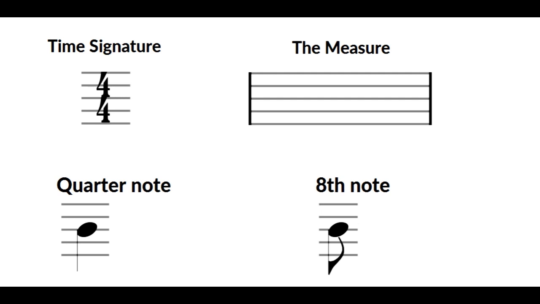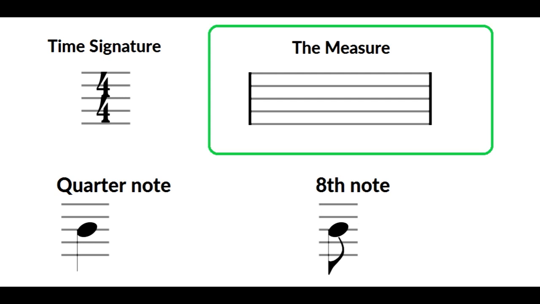Level 18, time signatures and counting. In this level, we're going to explore the rhythmic element of music. Music exists in time. People like to dance. And so we're going to understand how that works. I feel like if we can understand what the time signature is, what the measure is, and we can understand how to count quarter notes and eighth notes, then we're on our way to understanding how rhythm works.